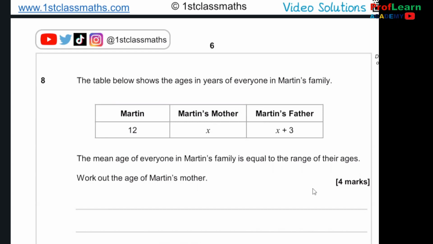The table below shows the ages in years of everyone in Martin's family. Martin is 12 years, Martin's mother is X, Martin's father is X plus 3. The mean age of everyone in the family is equal to the range of their ages. And remember, Martin is going to be the youngest, so which means that for us to get the range is the largest value minus the smallest value. So meaning this is going to be X plus 3 minus 12. This is our range.